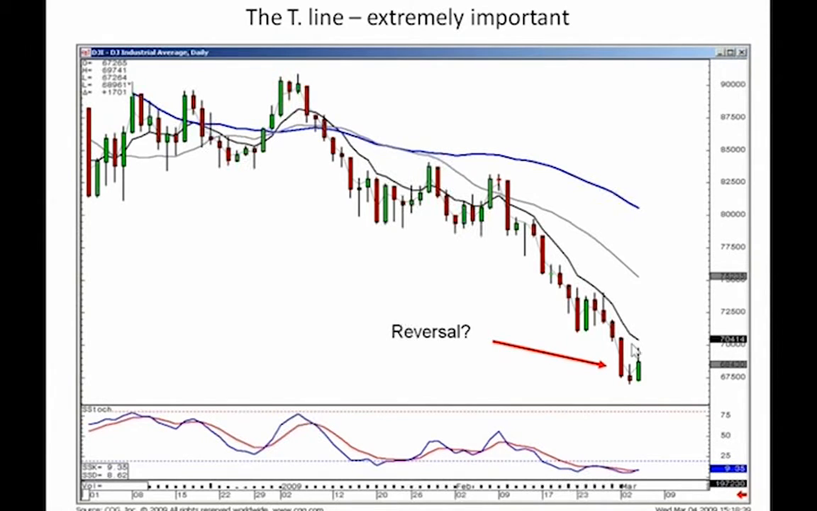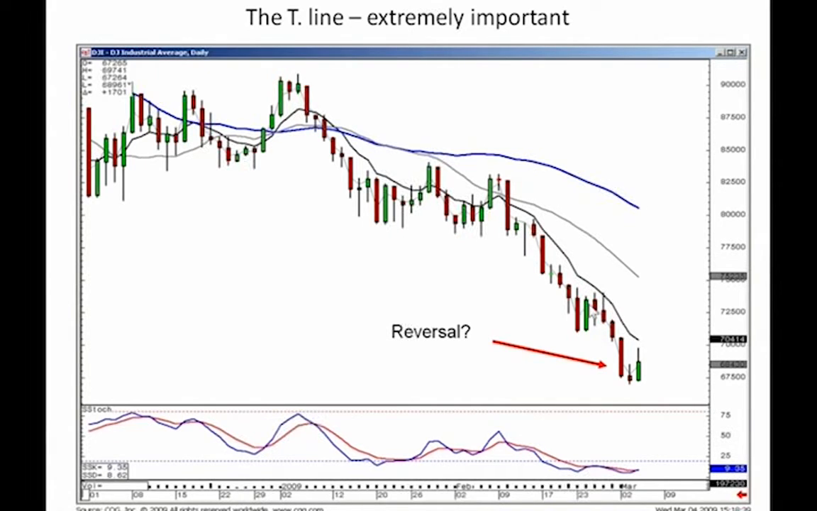We call it the T-line because it's a trigger line. If we see a candlestick sell signal and a close below the T-line, we can stay short until we see a candlestick buy signal and a close back up above the T-line. Same corollary: if you see a candlestick buy signal and a close above the T-line, you can stay long until you see a candlestick sell signal and a close below the T-line. So you have to have that combination.